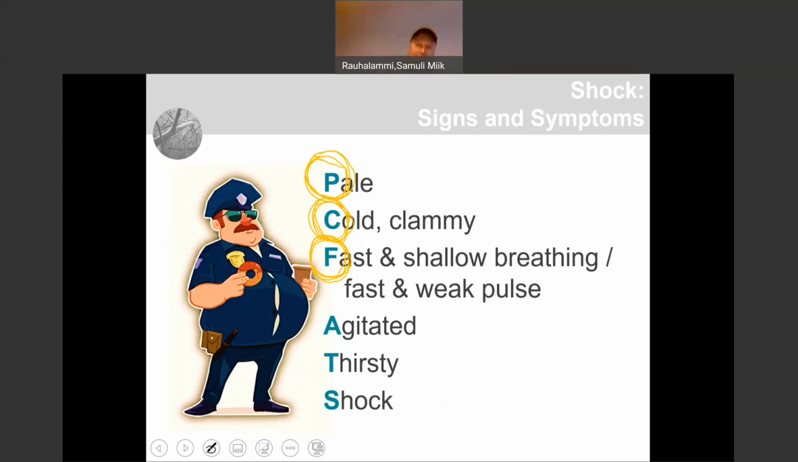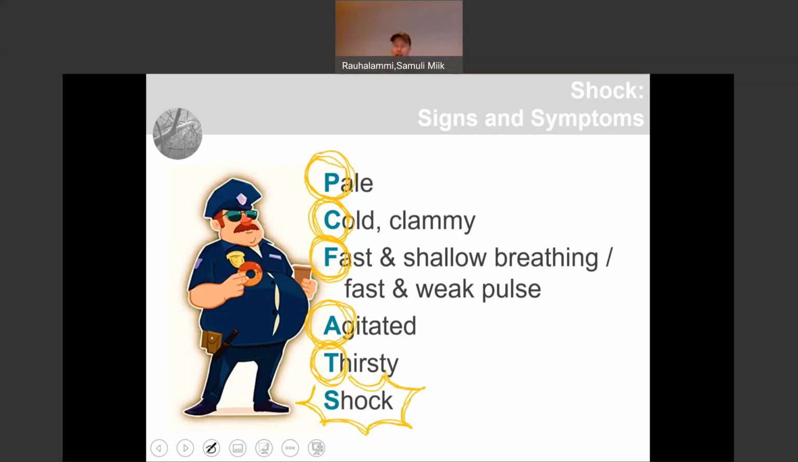These individuals tend to be agitated. They are really not feeling well. Often they end up saying that they're very thirsty. They want to drink something. And if you get all of these, you are likely to find that the individual is going to be going into the shock. So PC FATS is a good mnemonic for remembering signs and symptoms of the shock.